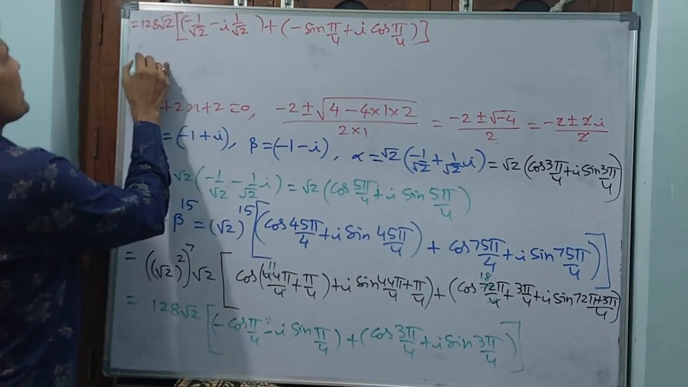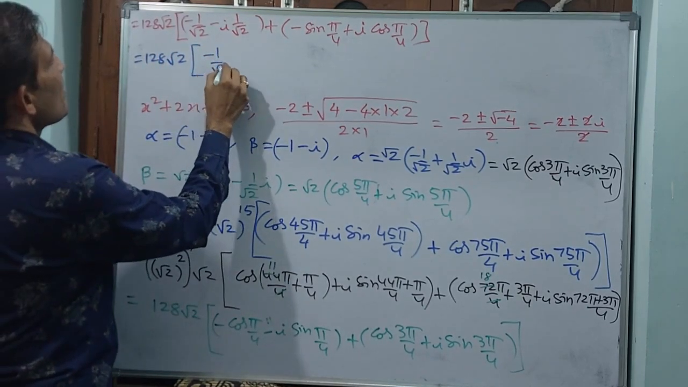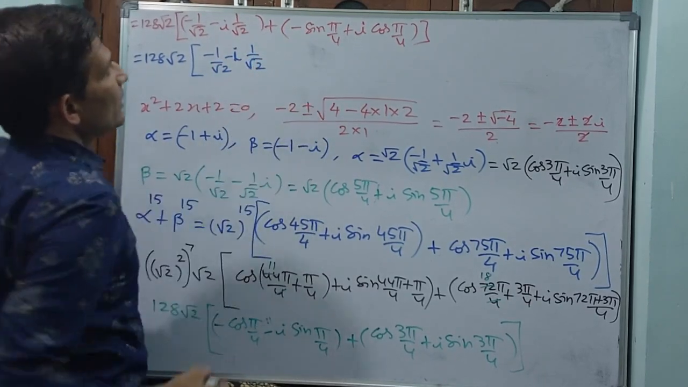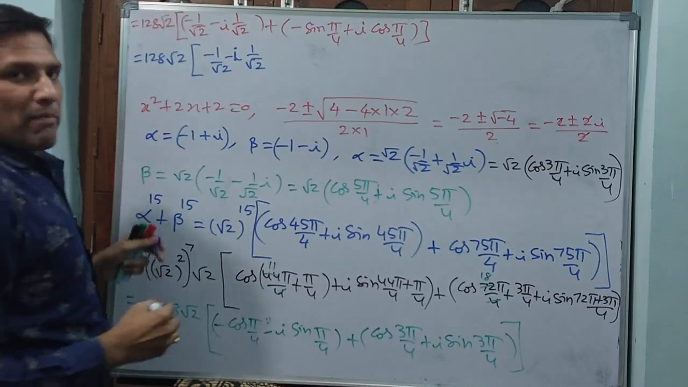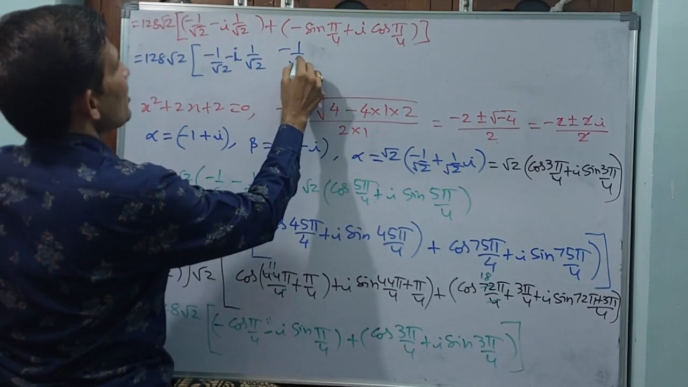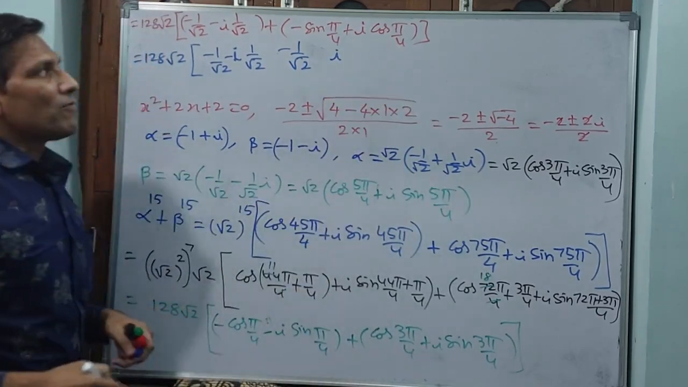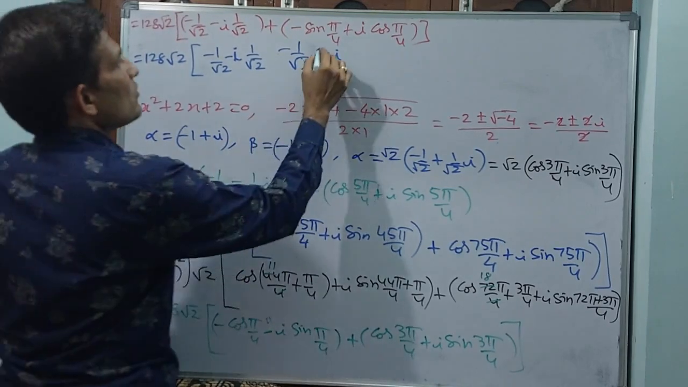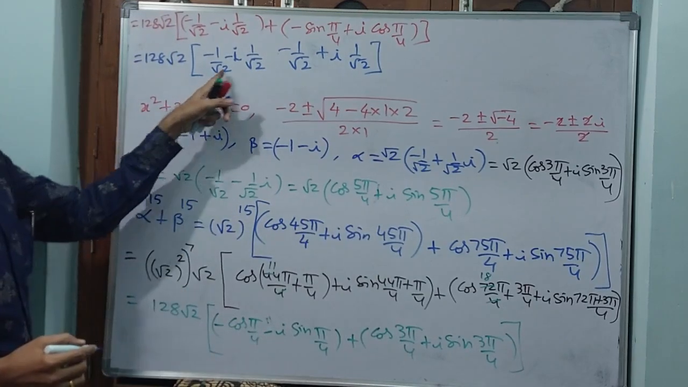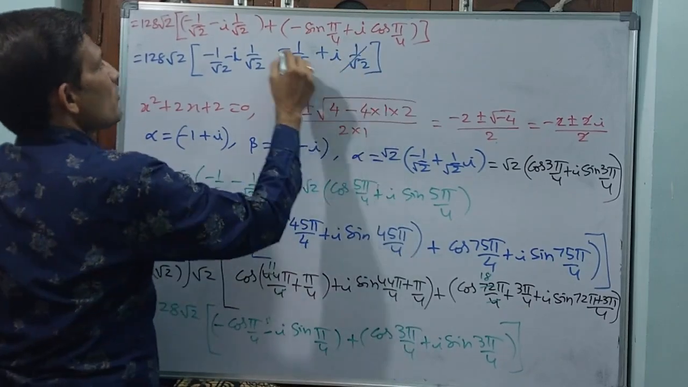Okay. 128 root 2, minus 1 by root 2 minus i 1 by root 2. Okay. Minus sin pi by 4, minus 1 by root 2, minus 1 by root 2. Okay, this one. And i cos pi by 4. See, cos pi by 4 is plus 1 by root 2. Now you see minus 1 by root 2 minus 1 by root 2, minus i by root 2 plus i by root 2. These two are going to get cancelled.